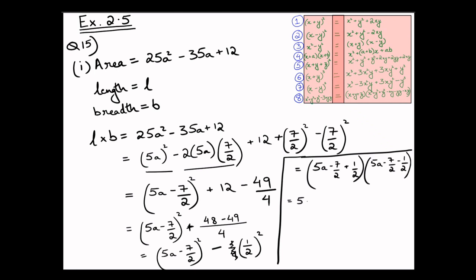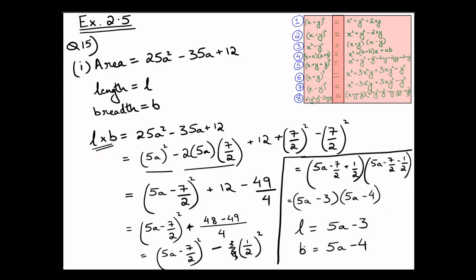This gives me 5a minus 6 by 2, which is 5a minus 3. This becomes 5a minus 8 by 2, which is 5a minus 4. And now that I know that my length into breadth is equal to 5a minus 3 and 5a minus 4, I can simply say that my length is 5a minus 3 over here and my breadth is 5a minus 4.